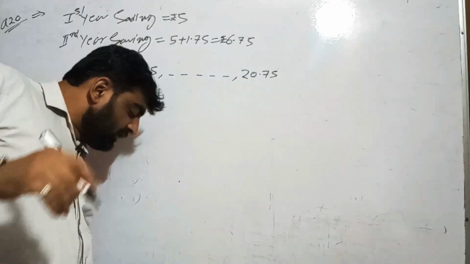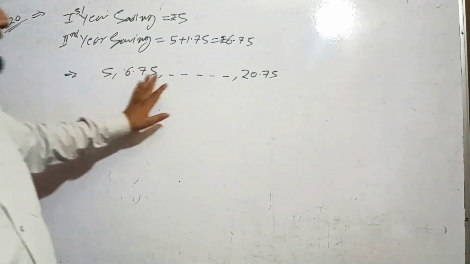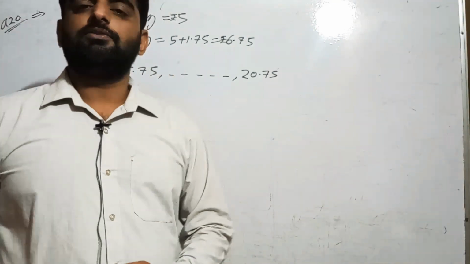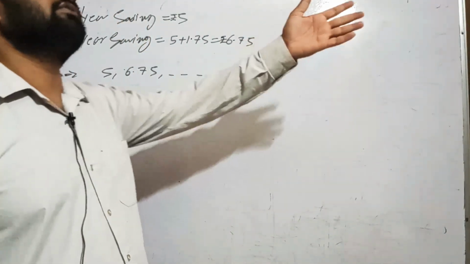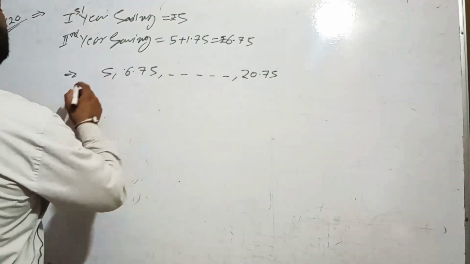So it means you have to find the value of n. This is the first week, this is the saving for the second week. Now the saving is increased for the third week, fourth week, fifth week, and so on, up to 20.75 rupees for the nth week.